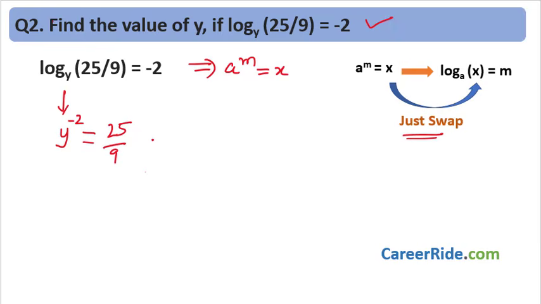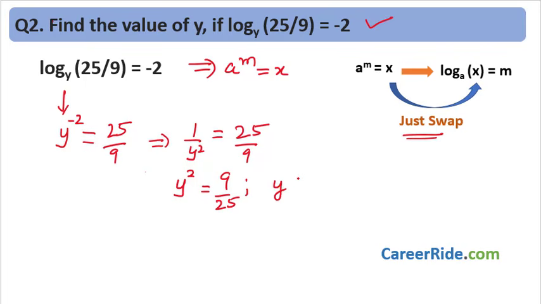Now this is pretty simple. This is 1 upon y square is equal to 25 upon 9. So y square is equal to 9 upon 25, which means y is equal to 3 upon 5. Very, very easy. I have found the value of y for the question.